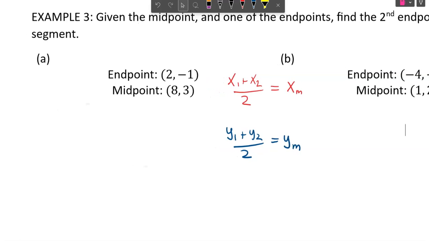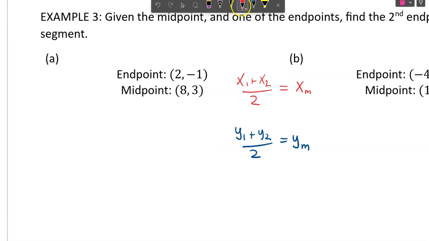So let's go ahead and look at letter A. In letter A, I'm given that one of the endpoints is 2. We're talking about x's first. And I'm given that the midpoint is 8. So if I use this formula, x1 is essentially going to be the 2. We do not know what x2 is, so we're just going to call it x. That's our missing variable. (2 plus x) divided by 2 equals, and then the midpoint, the x sub m, is 8 in this scenario. And we're going to solve that in just a moment.